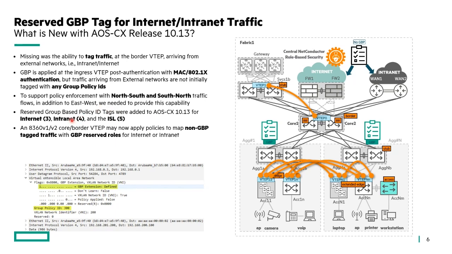With the 8360 v1 or v2 core border VTEPs, we also now apply policies to map this non-GBP-tagged traffic with the GBP reserved roles for either internet or intranet. Policy enforcement still occurs on the egress VTEPs as it always has for east-west traffic, but now also on the border VTEPs with role-based access lists with AOS-CX 10.13. As the traffic is going north-south, the border can affect traffic filtering decisions to decide if it's going to allow that traffic to go forward or not.